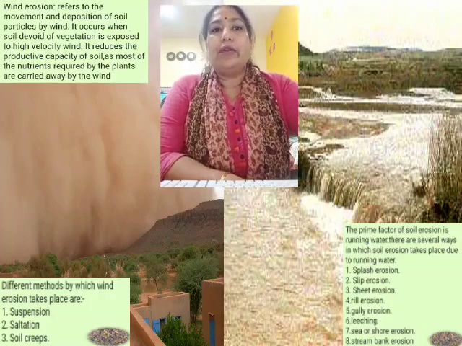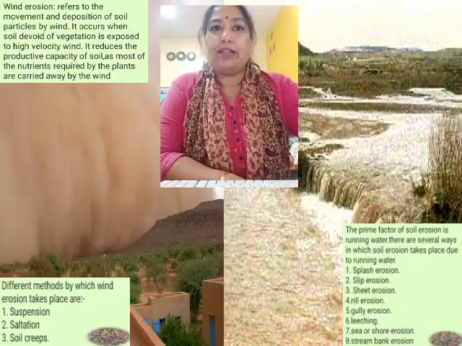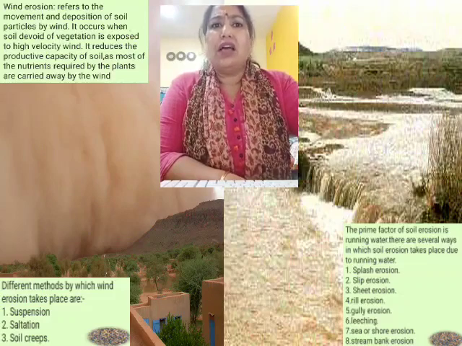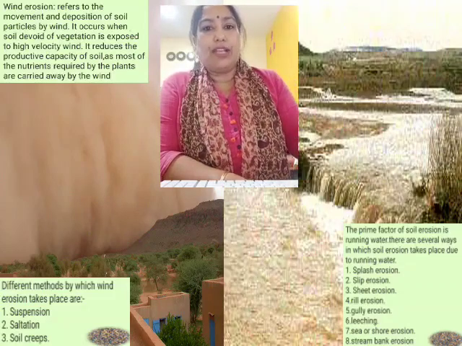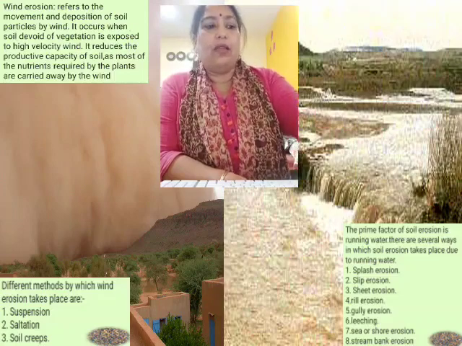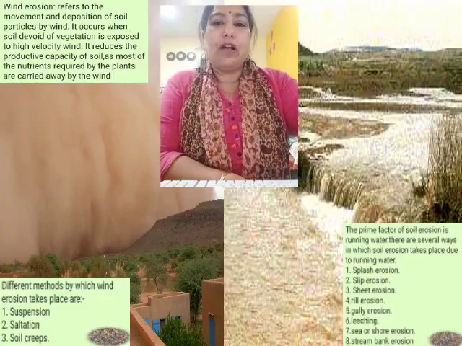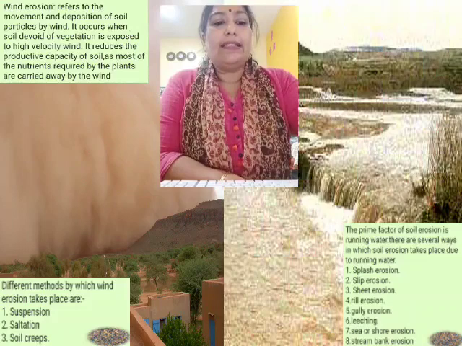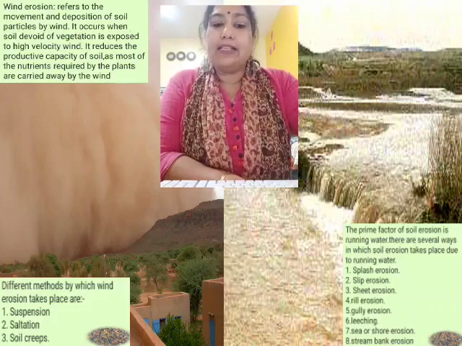Now students, we will talk about the prime factor of soil erosion, which is running water, and how this takes place. First of all, again I want to tell you that you can write the definitions which I am going to tell just now. First of all, we come to splash erosion. When the soil is pulverized by the impact of heavy drops and hailstones, as in the case of convectional rainfall.